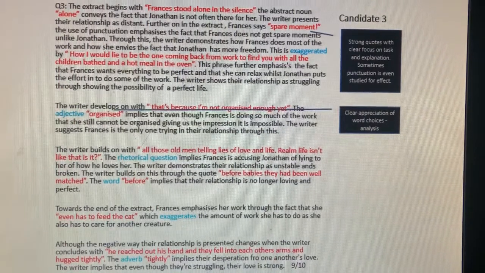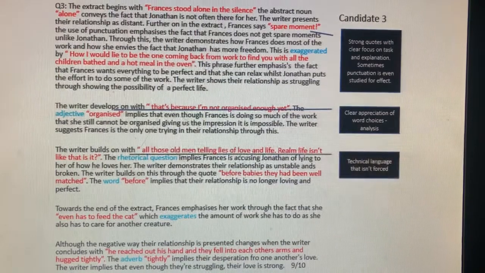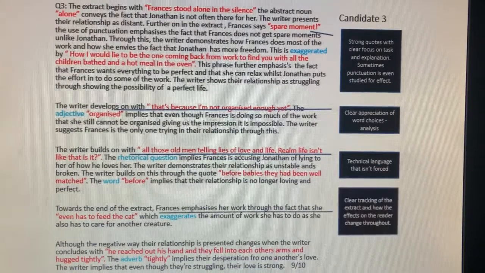There's clear analysis of the word organised from the longer quotes. That's because I'm not organised enough yet, linking back to the question set. Technical language that isn't forced. They notice there is a rhetorical question and so happen to comment on it. Clear tracking of the extract and how the effects on the reader changed throughout.